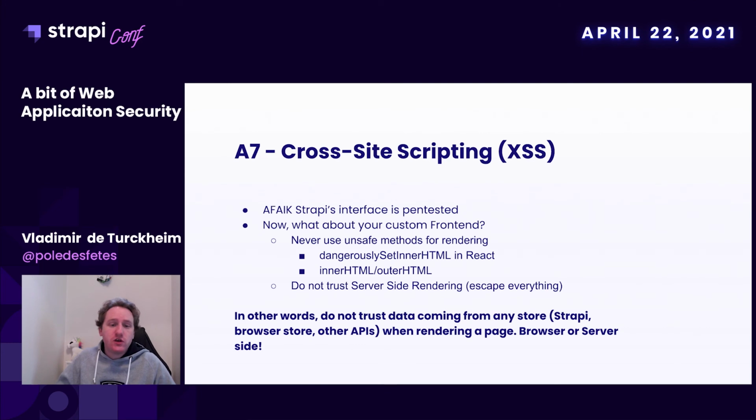In other words, do not trust data coming from any store, Strapi, browser store, other API. If it doesn't come from your source code, it might be malicious when rendering a page, browser or server-side. And it's actually 10 times more dangerous server-side because there is no good way to protect yourself. If you're really interested in XSS, you can check what Trusted Types is, or my latest class about secure JavaScript programming and infosec skills.